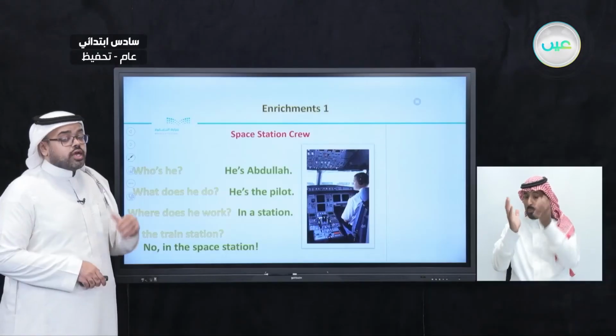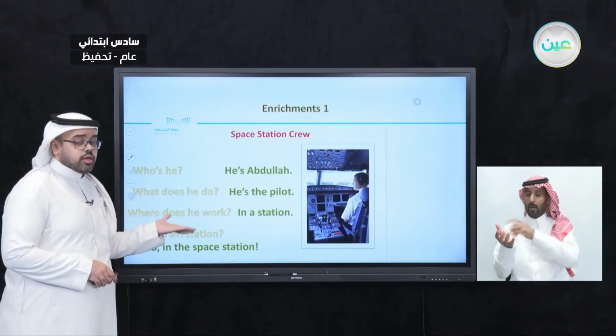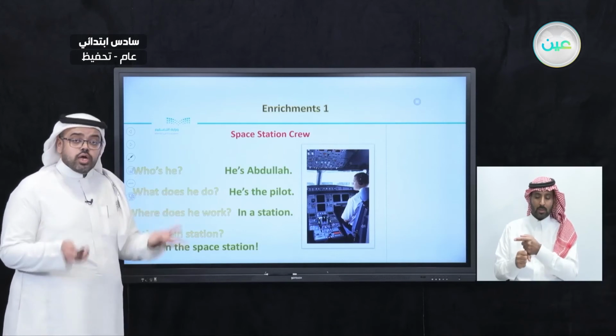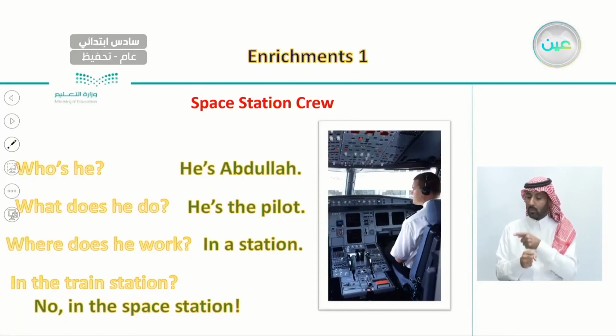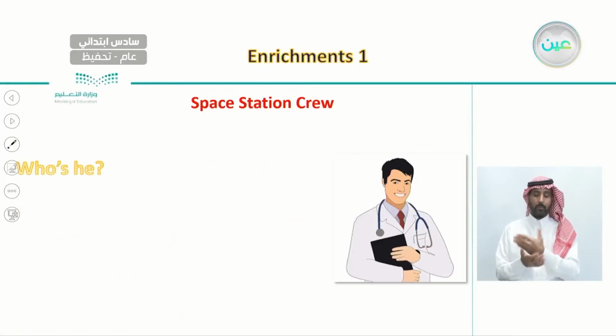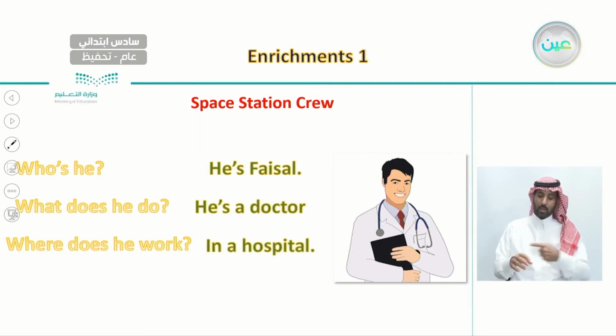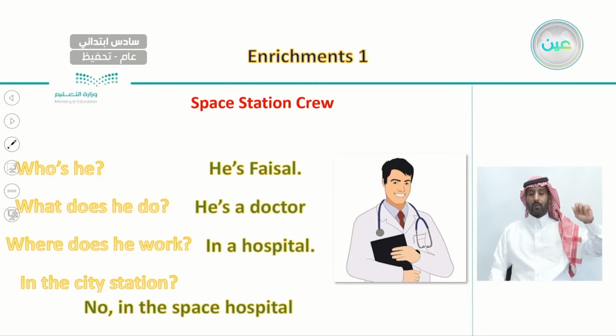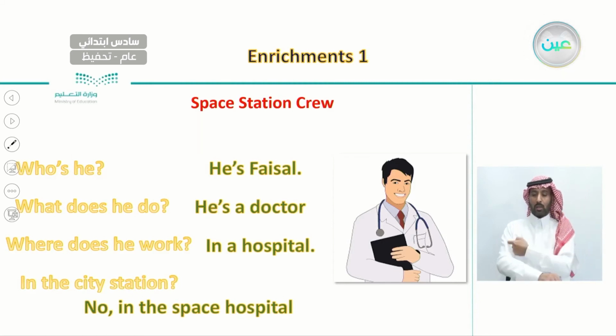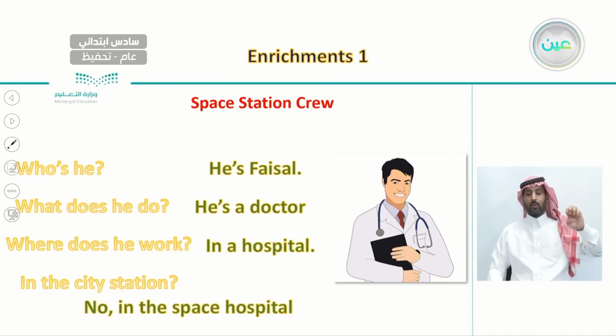And in our chant, we got to know Abdullah, what does he do and where does he work as well. And after this, we also got to know another person. His name is Faisal. Faisal is a doctor. And where does he work? He works in a hospital. And not any hospital, but it is called the Space Hospital.